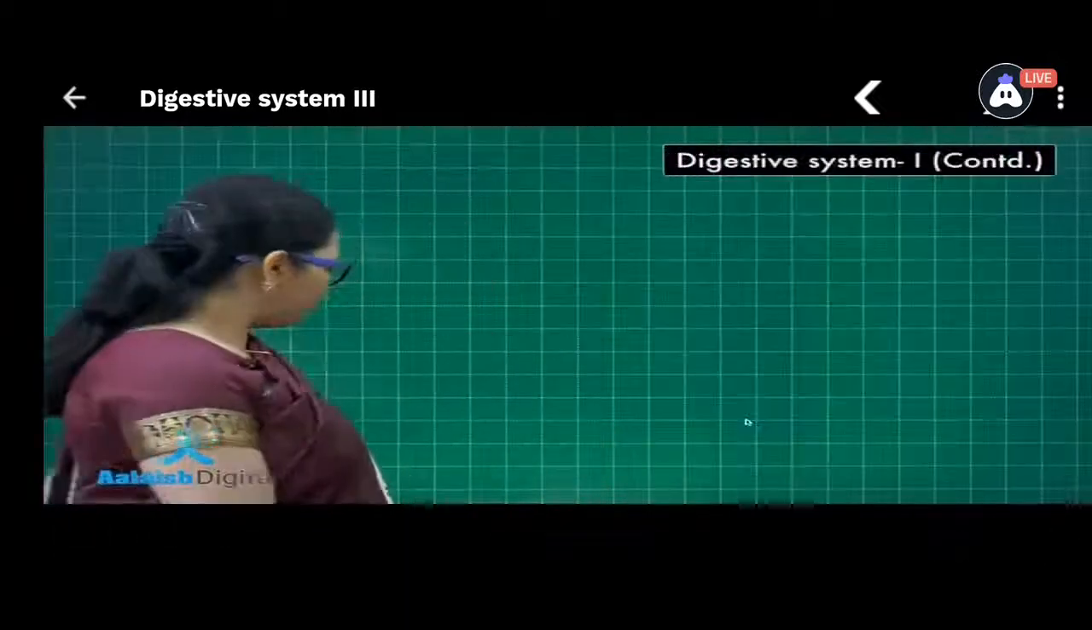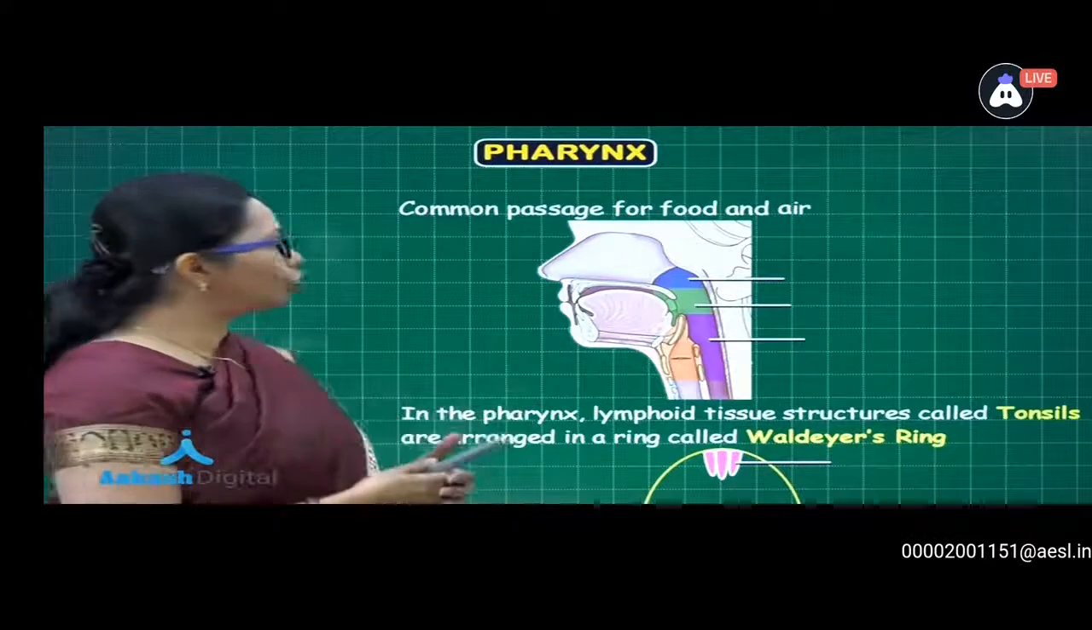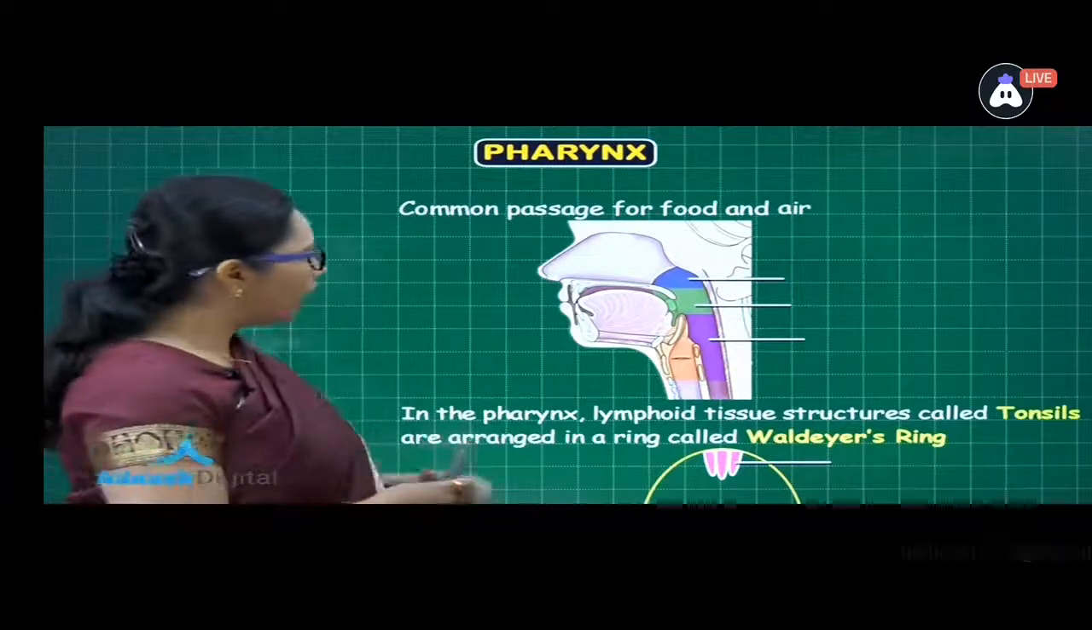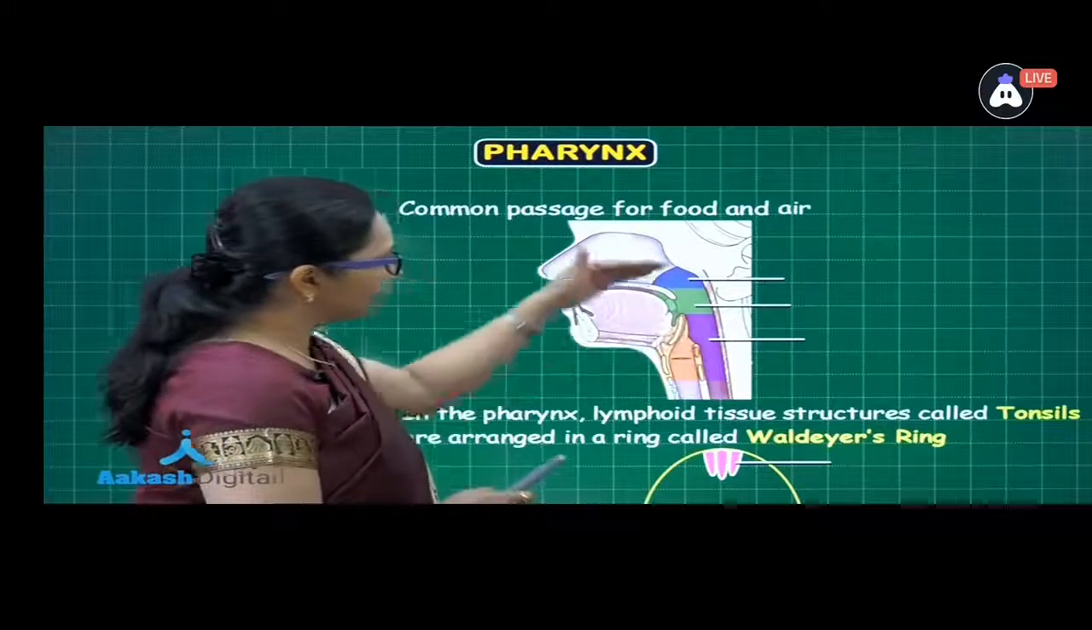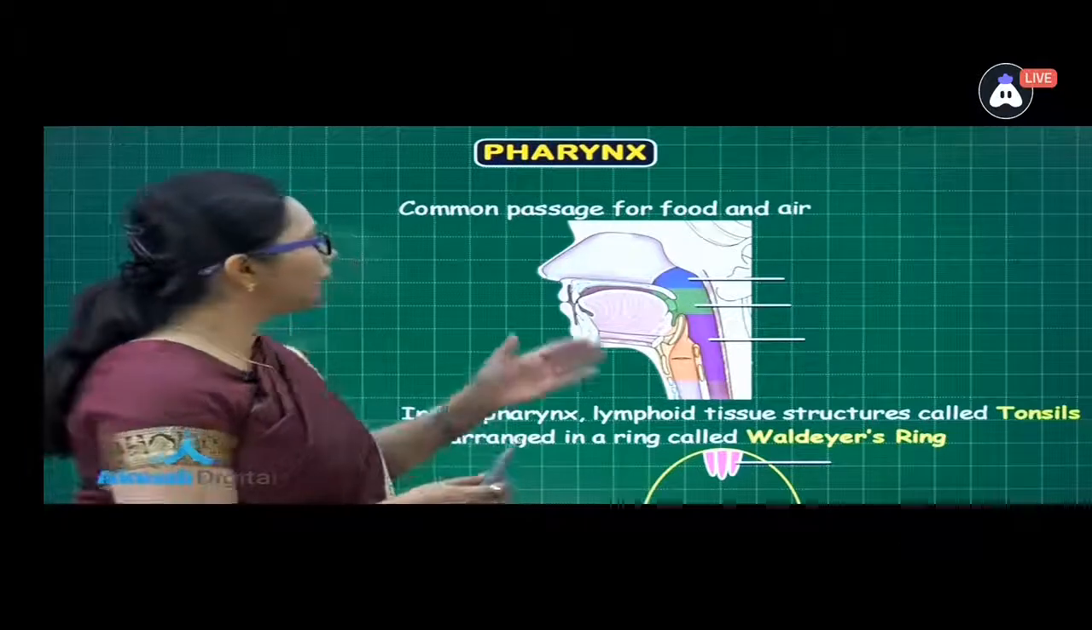Moving on to pharynx. Now pharynx, which is also called throat, is a common passage for food and air. This entire pharynx is divisible into three parts, and these are just physiological divisions.